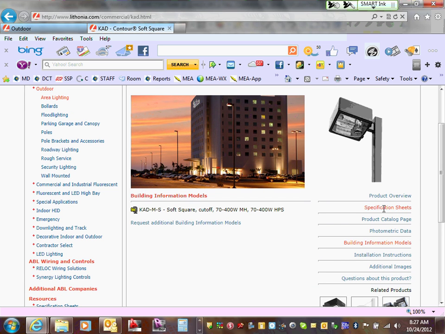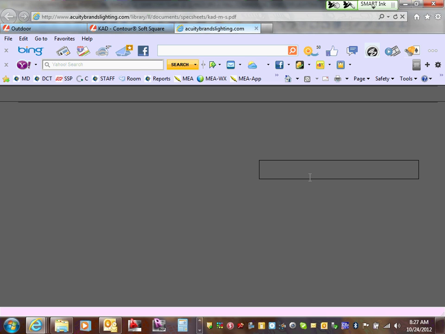If you go to specification, click on specification, it will give you the spec for this fixture. Here's a specification. That's what you guys are going to give me. You're going to give me a specification. Come on. There you go. It's cooking.